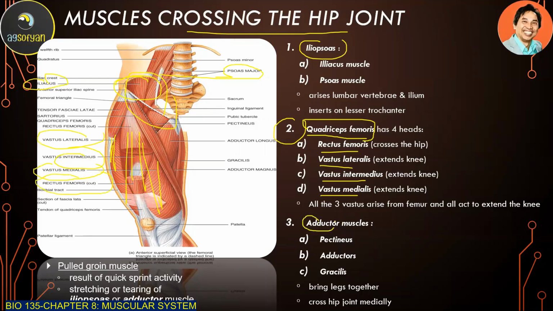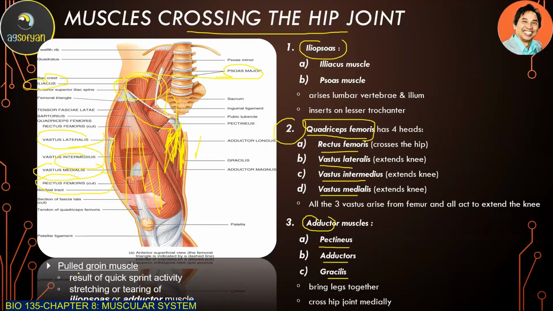And then the adductor muscles, of course, are going to be in the middle area, in the groin area over here. It consists of the pectineus, adductor, and gracilis muscles. So these are the ones that perform adduction.